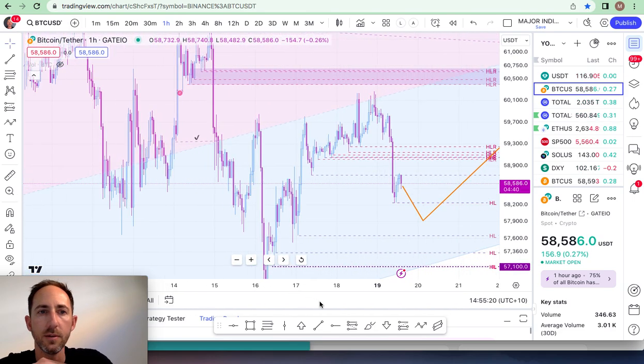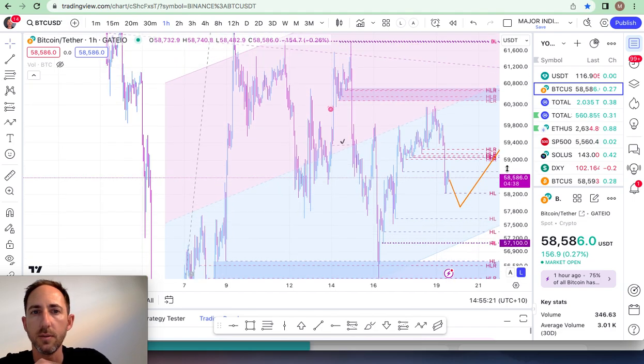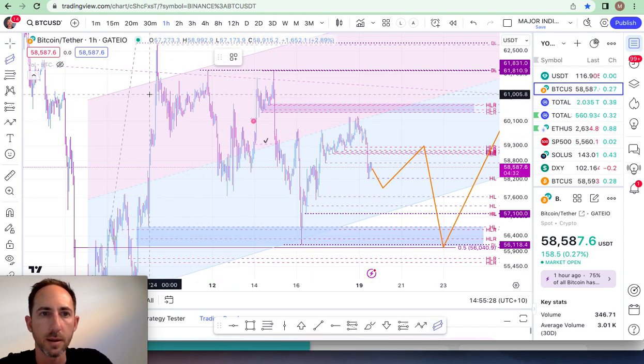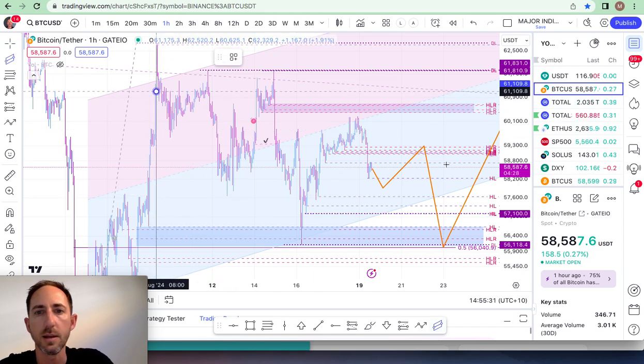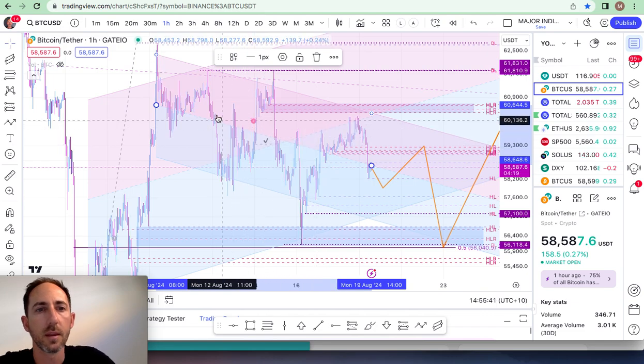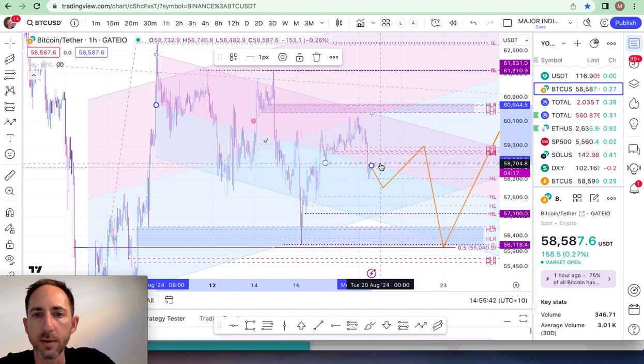So my current bias now is that while we still have this range from the 9th of August, let's just draw it out again. So we use the regressive channel with a 2 standard deviation. We'll just stretch it down to current price with an extension. So now we are at a liquidity retest.